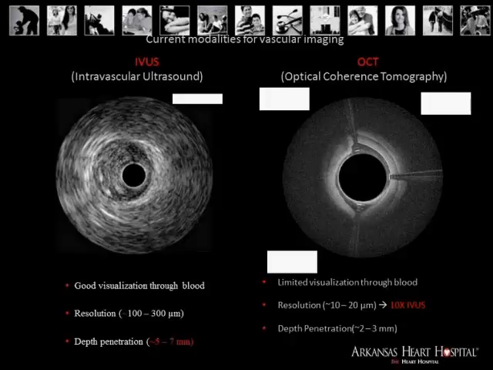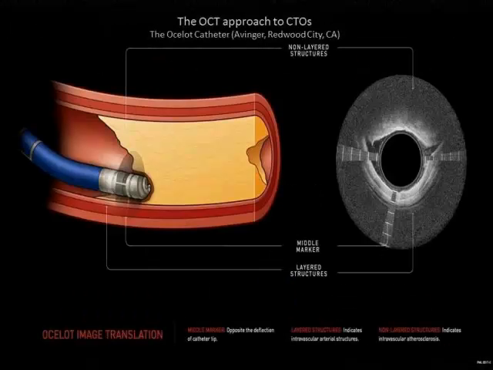The depth penetration for OCT is only 2 to 3 millimeters, so we are limited in the vessel sizes, although we have seen we are able to use it in the iliacs and then all the way down to the below the knee vessels. The IVUS does allow us to have good vessel penetration, so 5 to 7 millimeters depth.